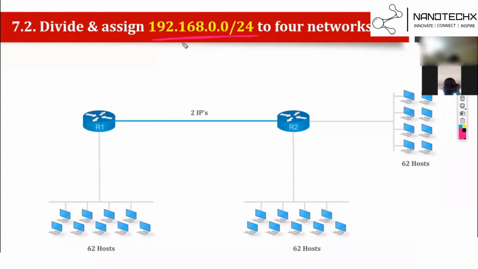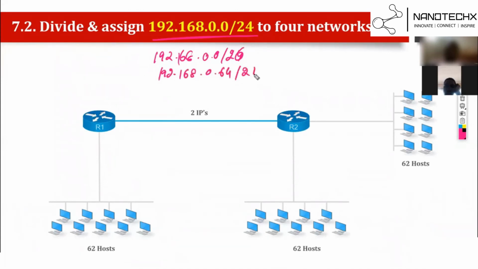Out of this, we have 4 networks, right? What are those 4 networks? 192.168.0.0/26, 192.168.0.64/26, 192.168.0.128/26, and the fourth one is 192.168.0.192/26. So this has given us 4 networks.